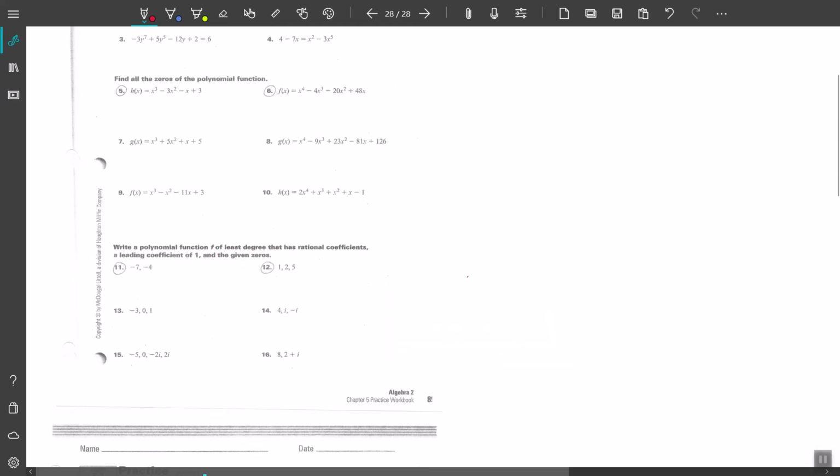All right, same thing on number 12, but now we have 3 zeros. So because we have 3 zeros, we know that the highest degree on our lead term is going to be 3. All right, so that's what we're looking for. If these are our zeros, the only way we can get those as zeros is if the binomials that we ended up with at the end of factoring would look something like this right here.